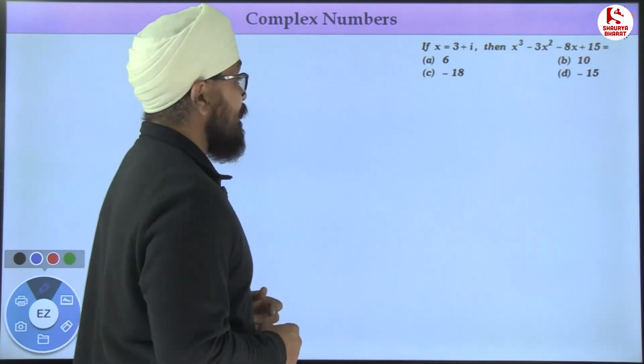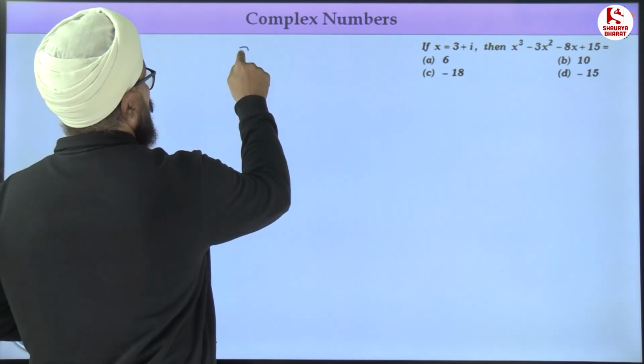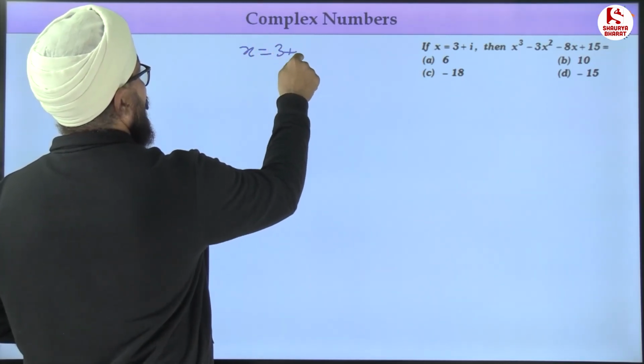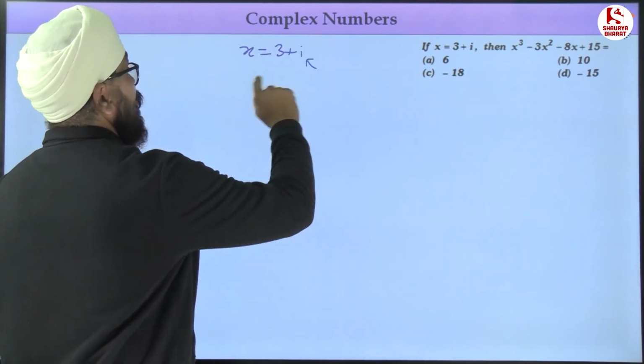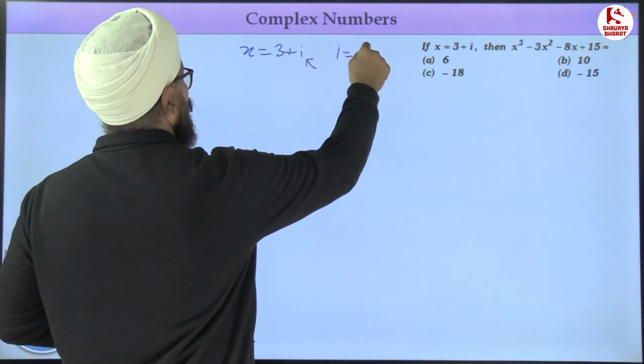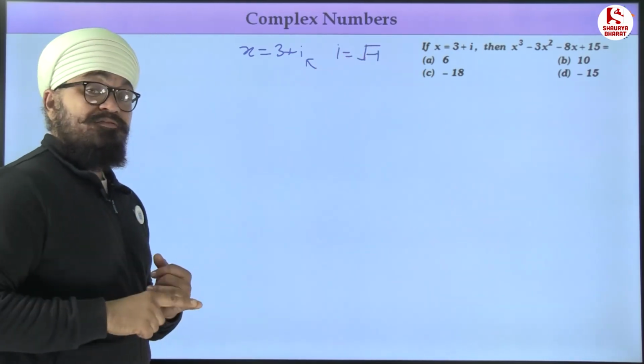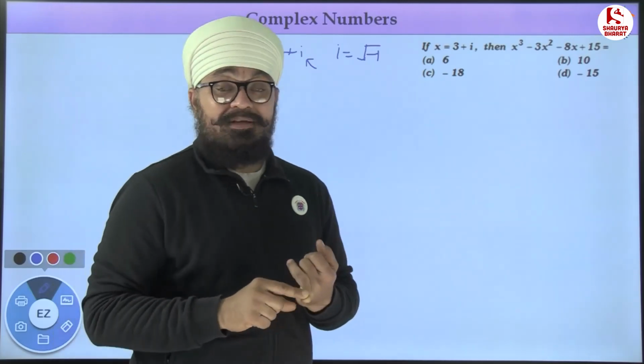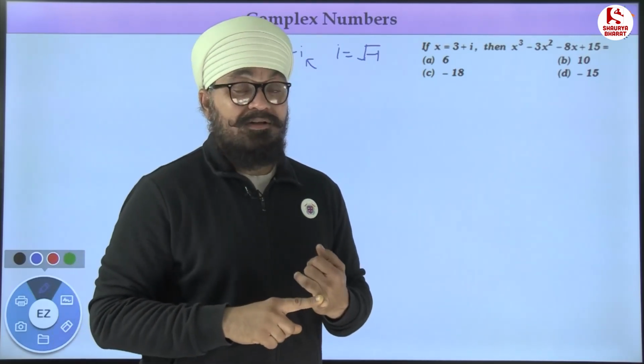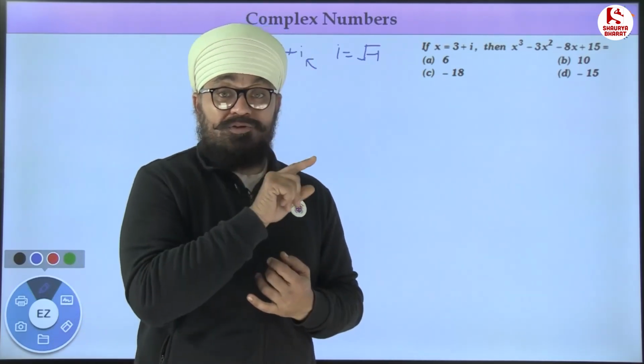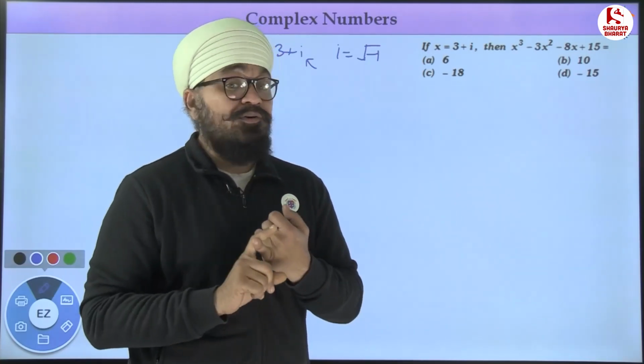I will tell you a technique here, because in these types of questions where x is given as 3 + i, I have to get rid of this i, because i is nothing but the square root of −1. So how to get rid of the square root? We are going to square it.